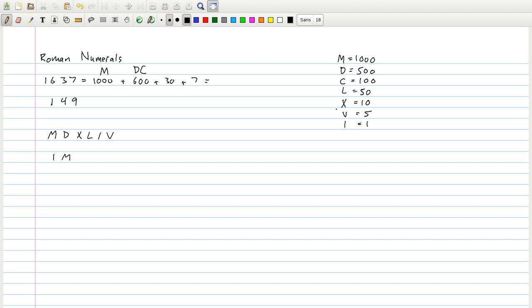30, we can write that in terms of tens. We know that that's just 3 tens, so we can write 3 X's. Each X represents a 10. This gives us the 30.